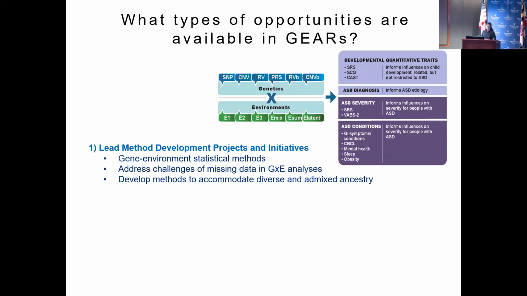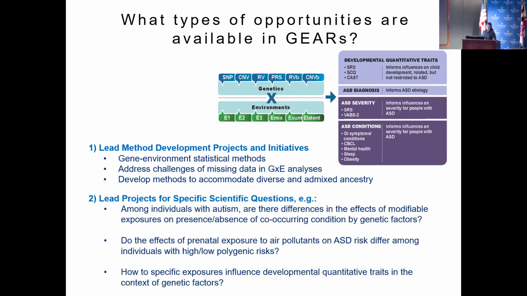So we're really excited. There are lots of going to be opportunities moving forward, again, for faculty as well as students to be involved in this network. You can lead method development projects and initiatives. I've listed just a few here: statistical method development, missing data issues, and then really accommodating diverse and admixed ancestries is going to be a big challenge in GEARS. And then you can also lead projects to answer specific scientific questions as well. And I've just given you a flavor here of what some of those questions may be.